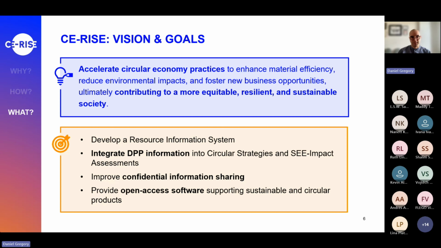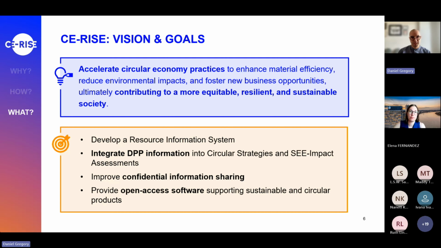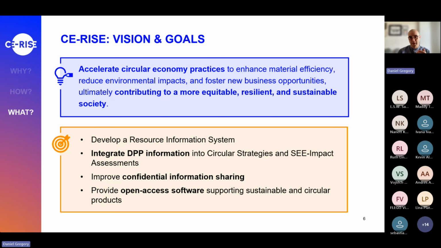The goals, and the way in which they're doing this, are to develop a resource information system, integrate the DPP into that resource information system as the main structure of that information system, and then add in supplementary data or supplementary insights on top of that digital product passport to make it even more powerful and useful for the people in the economy making those sustainable and circular decisions. And we want to make that extra value as open access as possible to support all of these different features.